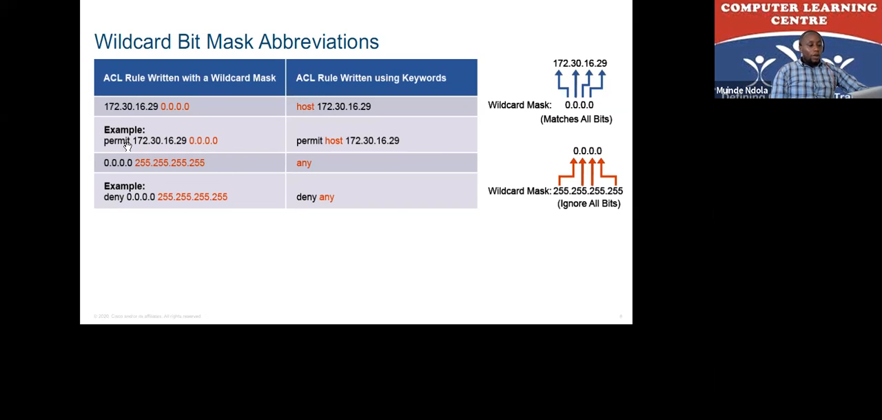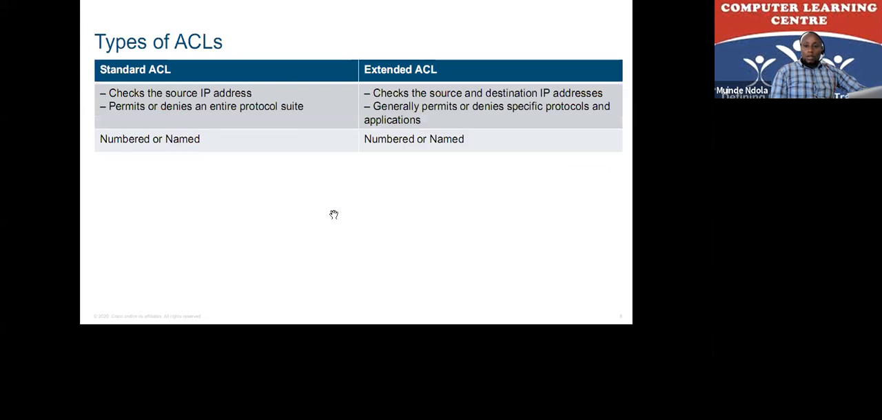For example, here when we have 172.30.16.29, you can just say permit host 172.30.16.29. If you're going to have a standard access list whereby you use a wildcard mask of 255.255.255.255, that is all 32 bits will be on bits, then you can simply use the keyword any. You can use the keyword any to make your work easy.